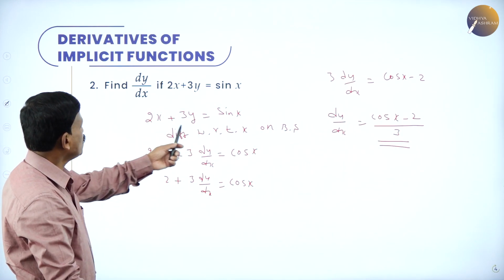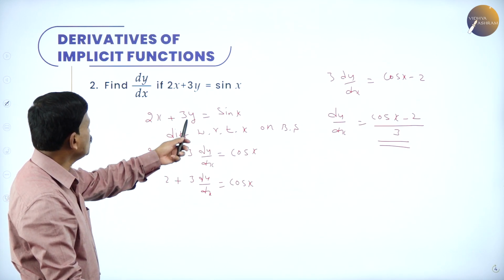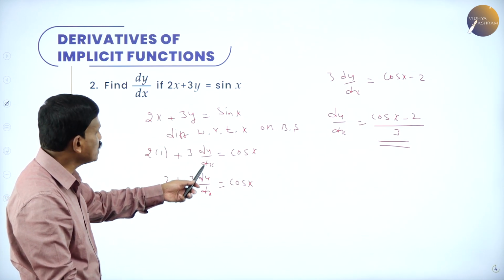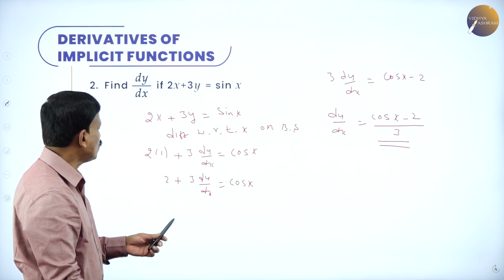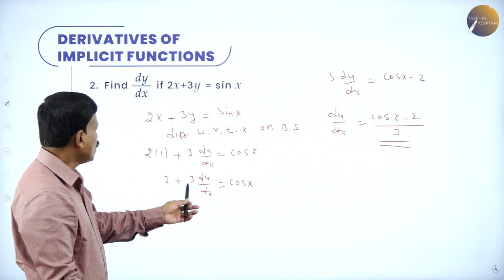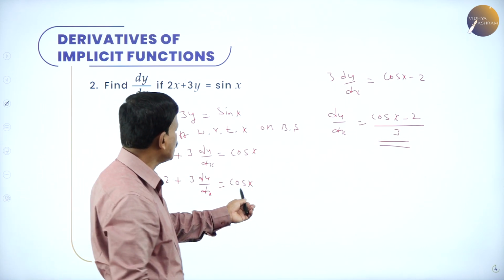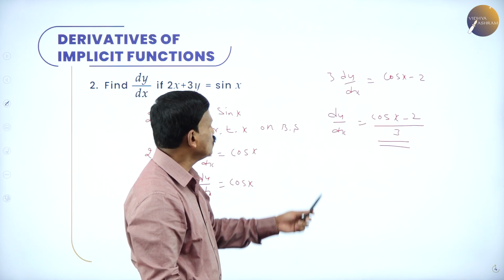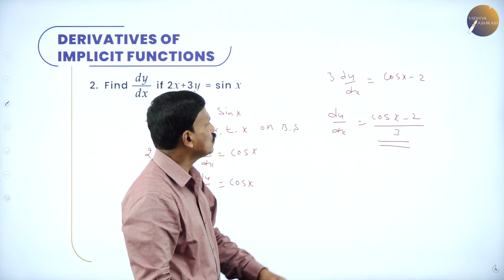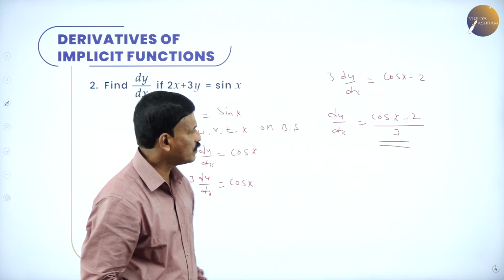See here, 2x plus 3y is equal to sin x. 2 into differentiation of x is 1 plus 3 into derivative of y is dy by dx, and differentiation of sin x is cos x. 2 into 1 is 2 plus 3 dy by dx is equal to cos x, or 3 dy by dx is equal to, transfer plus 2 to the right hand side, this becomes cos x minus 2. Only dy by dx is equal to cos x minus 2 divided by 3 is the derivative of this function.